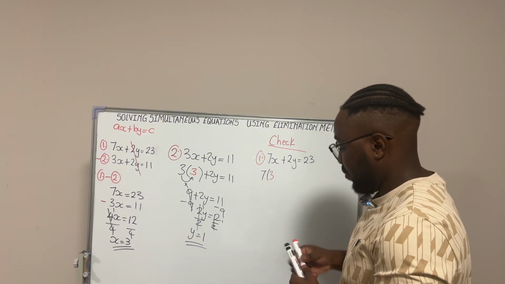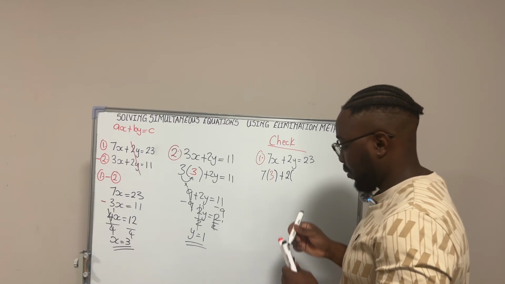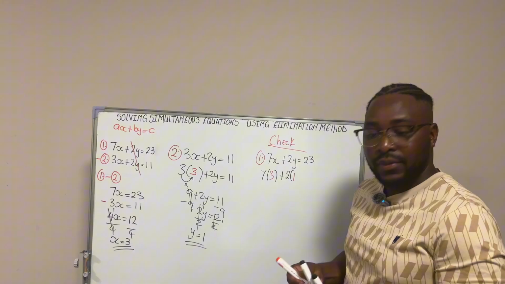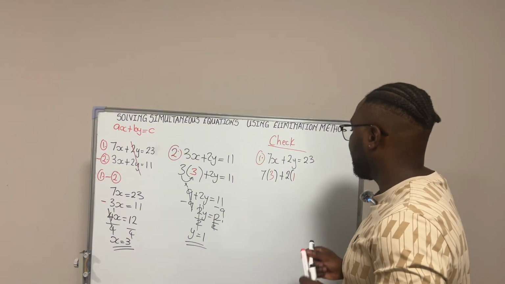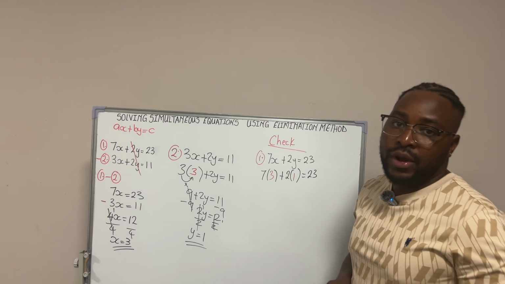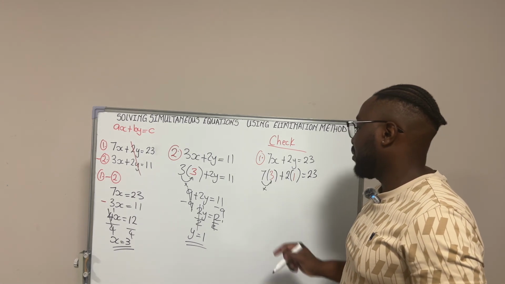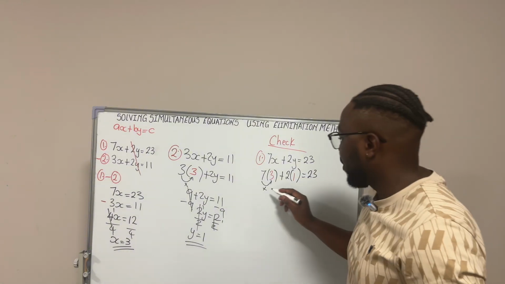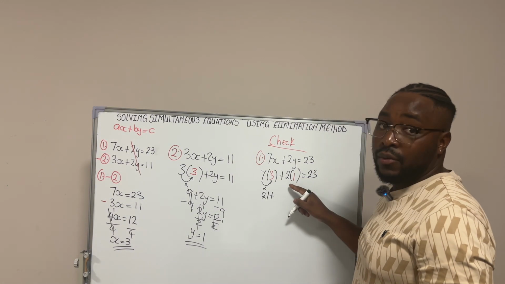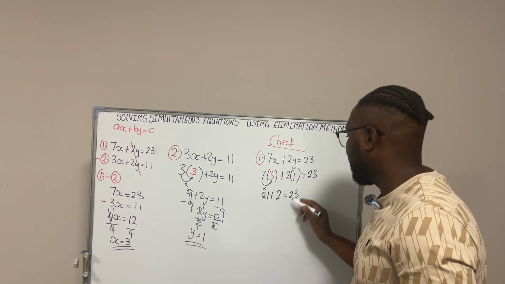Right? We close our brackets. Plus 2. What's our value of y? 1. Yeah? We close our brackets. Equal to 23. All right? Let's simplify. We are simply multiplying, right? 7 multiplied by 3 is what? 21. Plus 2 multiplied by 1. That's what? That's 2. Equal to 23.